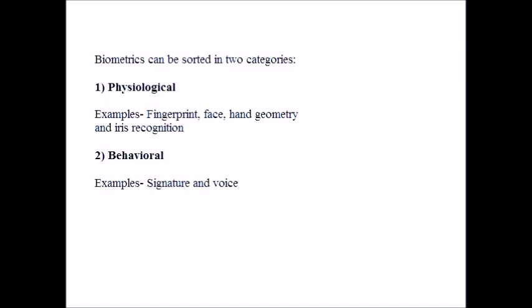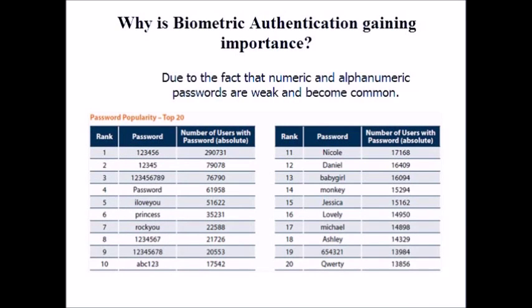But before that, we need to know why this method of biometric authentication is gaining importance day by day. One of the main reasons is the weakness of numeric and alphanumeric passwords. It has been observed that there are common passwords used by many people, as shown in the table below. This table shows the 20 most used passwords. For example, the password 123456 is used by approximately 0.3 million users for different purposes. Similarly, passwords like password, I love you, etc. have become too common.